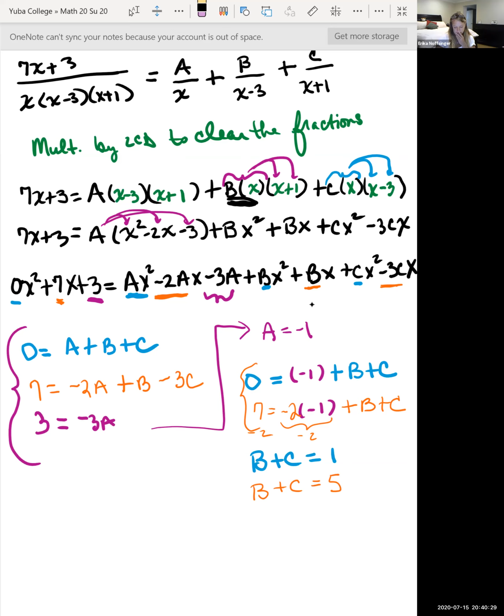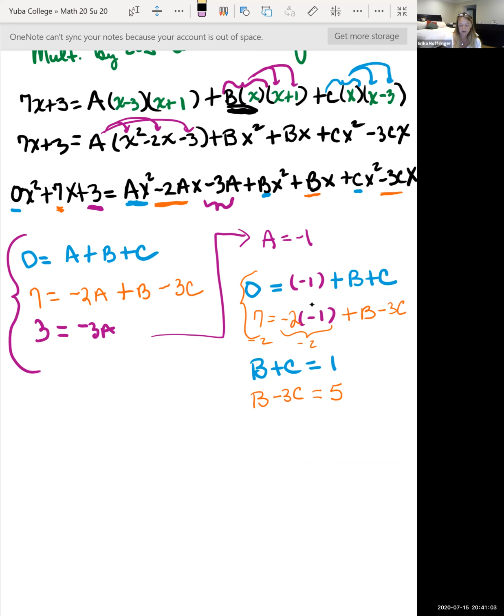Did we do something wrong? Shouldn't it be negative 3C? Oh, yeah, thank you. I knew something was off again. At least I noticed. Minus 3C. Okay, so that would have been minus 3C. I knew something was off because if we would have subtracted one of the equations off the other, we would have gotten a false statement. So 7 minus 2 is 5. Okay.